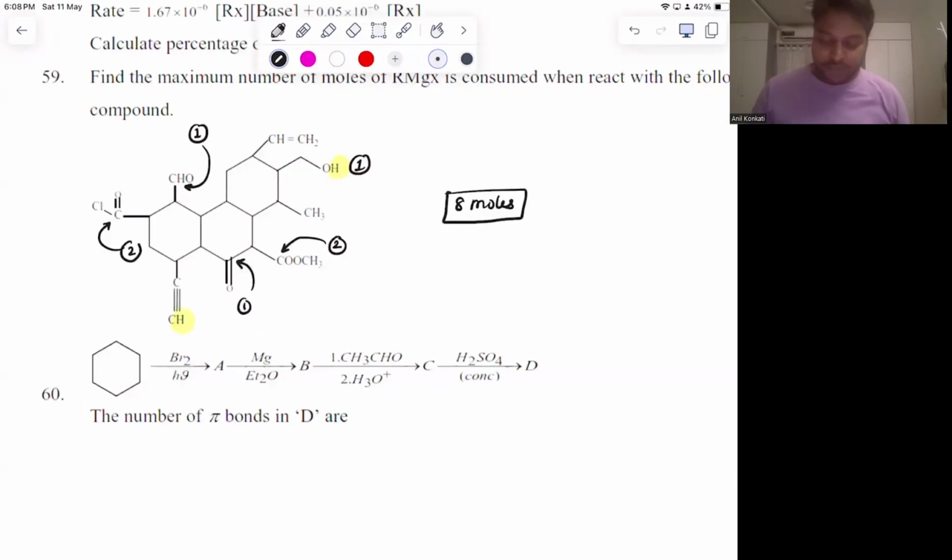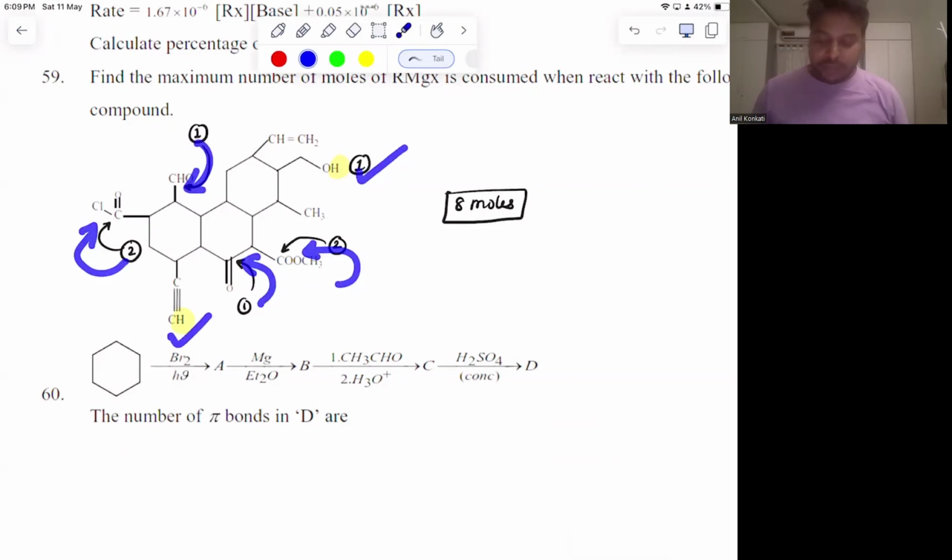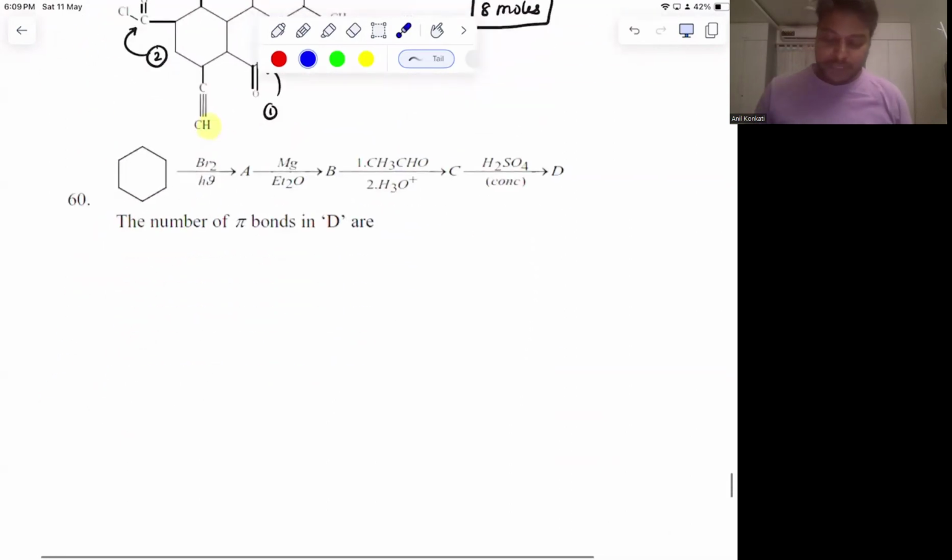I hope all of you understood that. So you can see here acid derivatives usually require 2. So 2 here, 2 here. Aldehydes and ketones require 1 and 1. So 1 here, 1 here. And these are 2 acidic hydrogens. So those 2 require 2. Last.